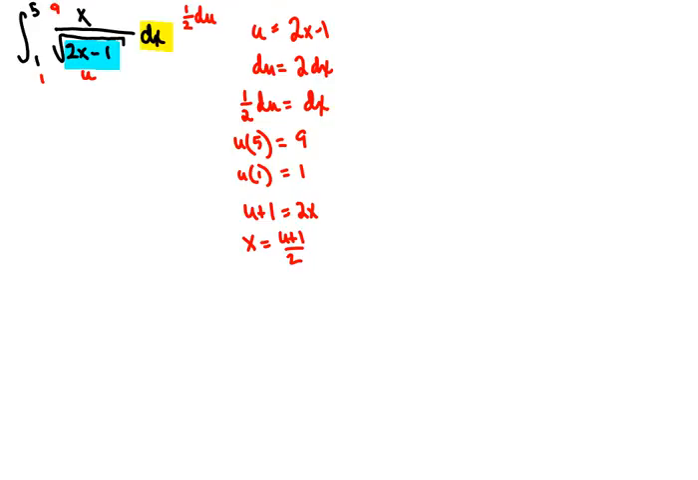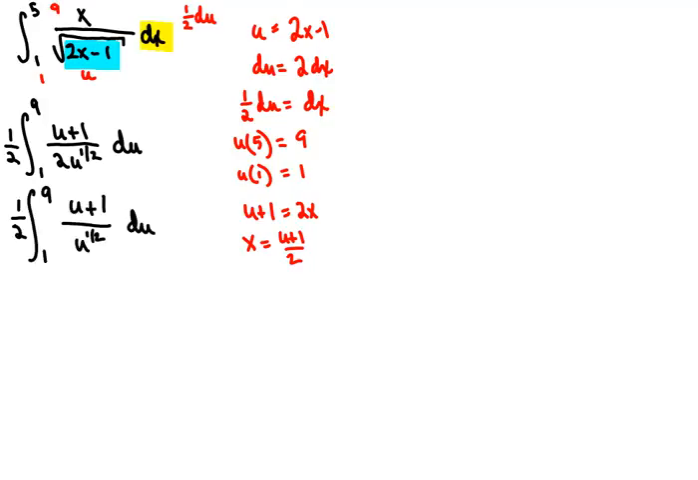Now I'm going to put all the pieces together very carefully. And first I have a half from the 1/2 du. Then I have the integral from 1 to 9, and the (u plus 1) over 2. And then in my denominator I have u to the 1/2. And that's all with respect to u. Now the 2 is really 1/2 times the integrand, so that can come out.